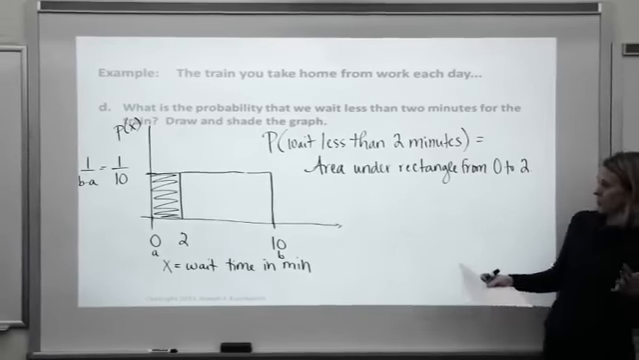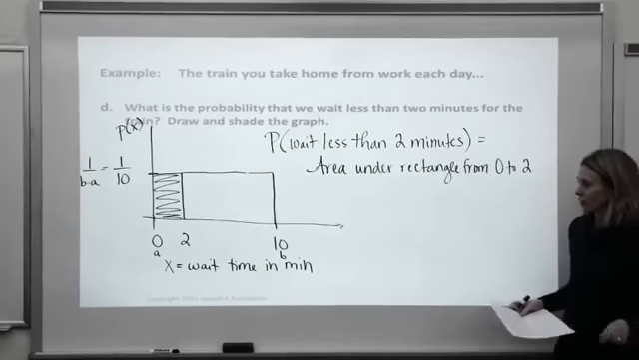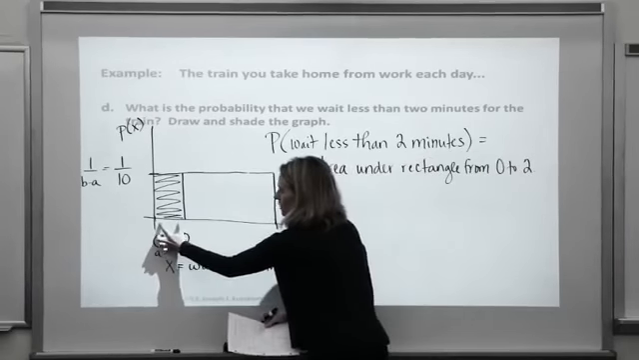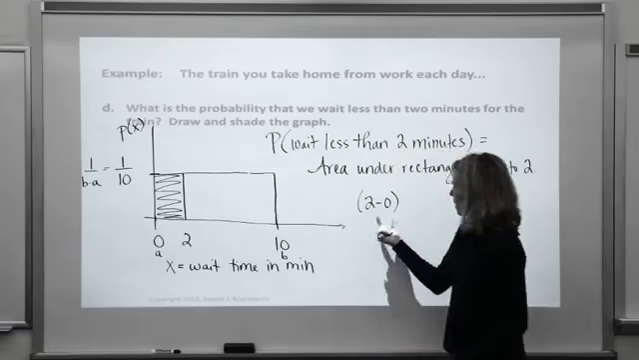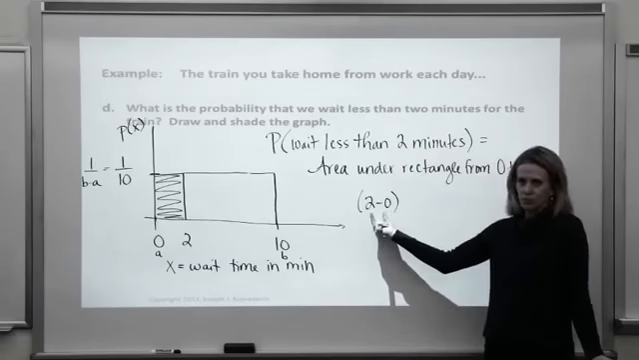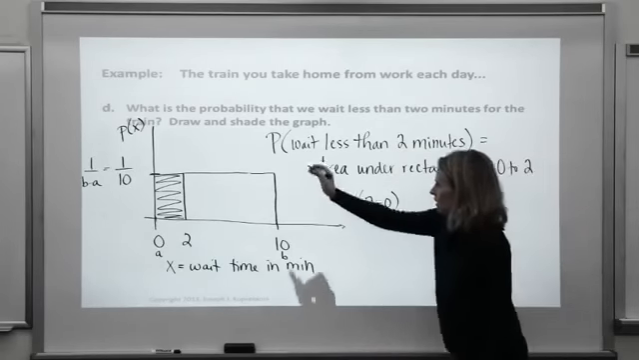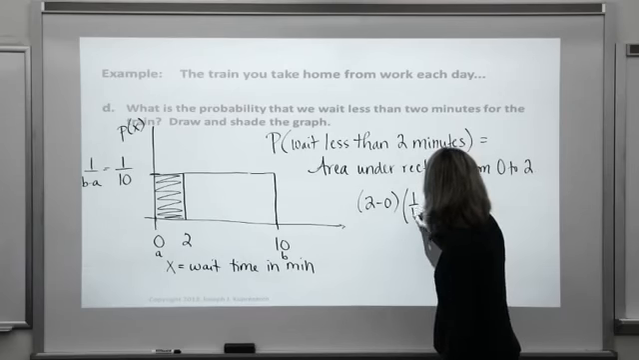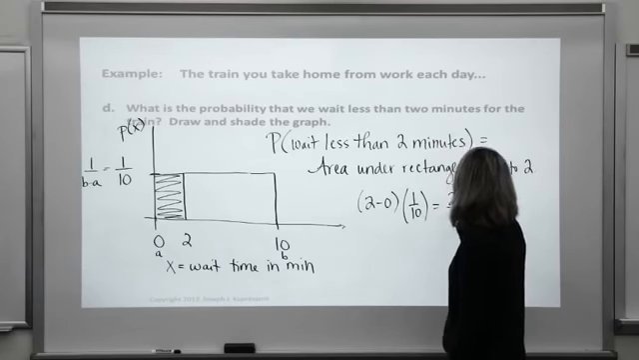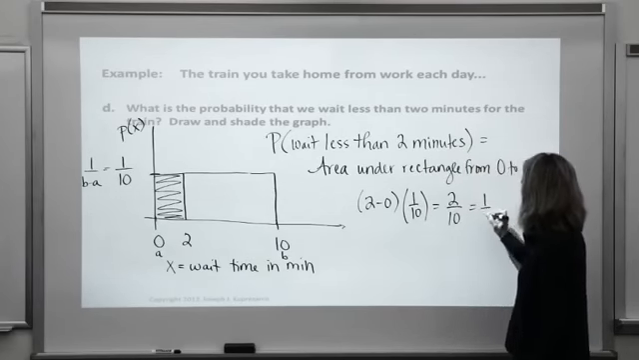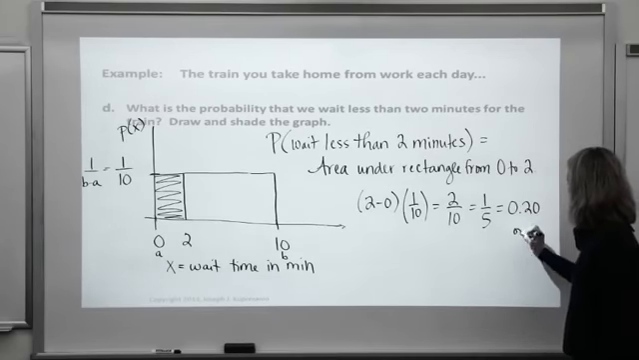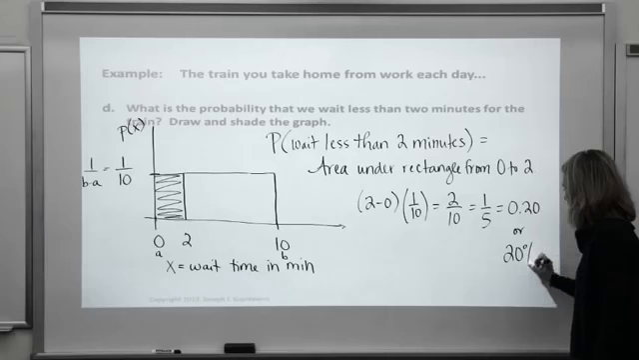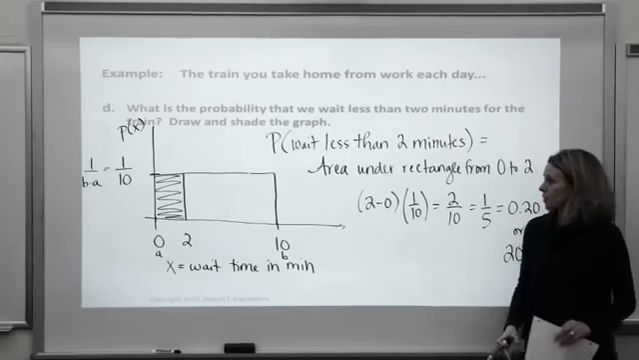And so hopefully you remember how to find the area of a rectangle, length times width. If we look from here to here, that has a distance of 2. If they were different numbers, you'd just be looking at the difference of those. And then the height of that rectangle is 1/10. So we'll end up with 2 over 10 or 1/5 or 0.20 or a 20% chance that you're going to wait less than 2 minutes for the train.